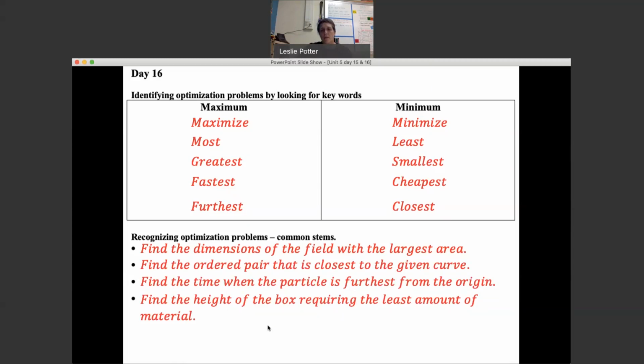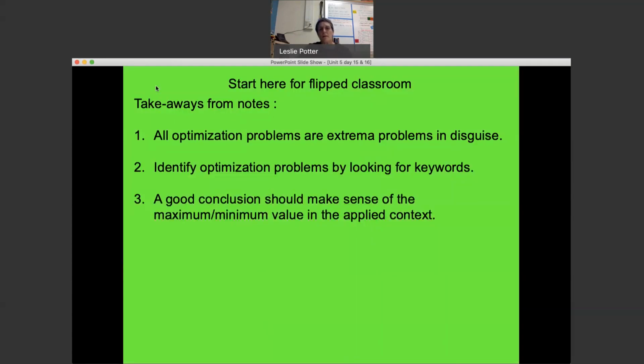Okay, so when we get into the classroom, we'll go over these comments as our takeaways from the notes, and then we'll work on some topic questions.